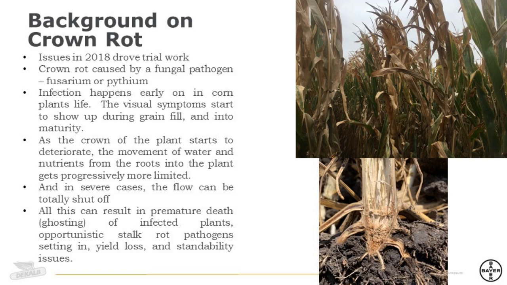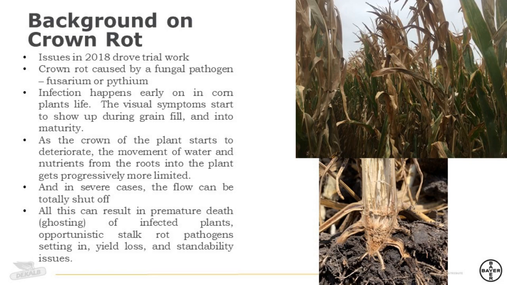And as that crown of the plant, seen there in the lower right-hand picture, starts to deteriorate, the movement of water and nutrients from the roots into the plant becomes progressively more limited. Essentially, that crown is the base of the stalk that's just below the surface where all the crown roots come into the plant. And in severe cases, the flow of the water and nutrients can be totally shut off because that crown can actually die prematurely.